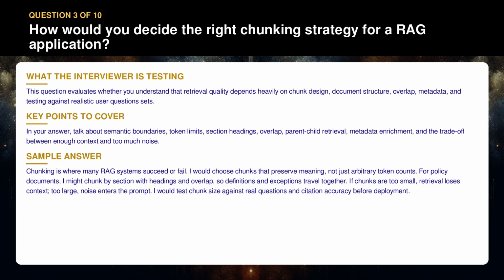Chunking is where many RAG systems succeed or fail. I would choose chunks that preserve meaning, not just arbitrary token counts. For policy documents, I might chunk by section with headings and overlap, so definitions and exceptions travel together. If chunks are too small, retrieval loses context. Too large, noise enters the prompt. I would test chunk size against real questions and citation accuracy before deployment.